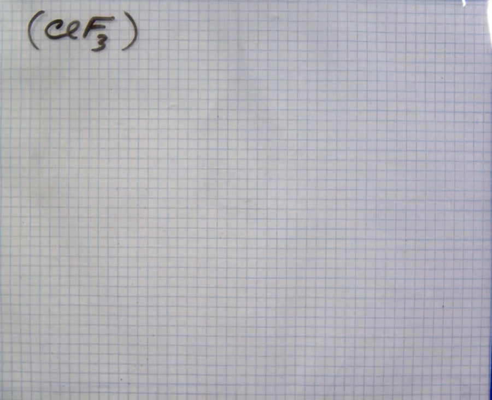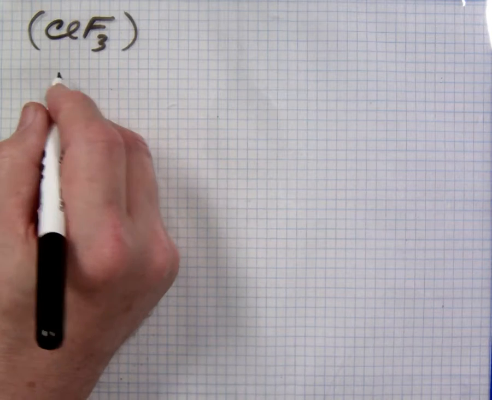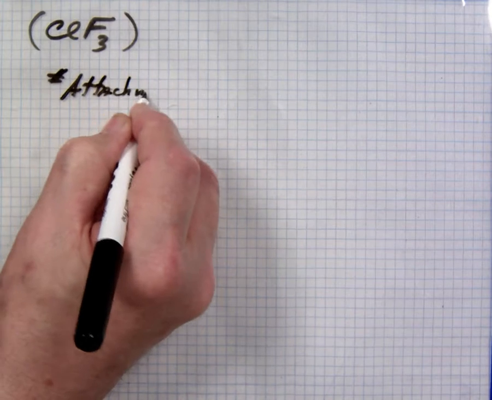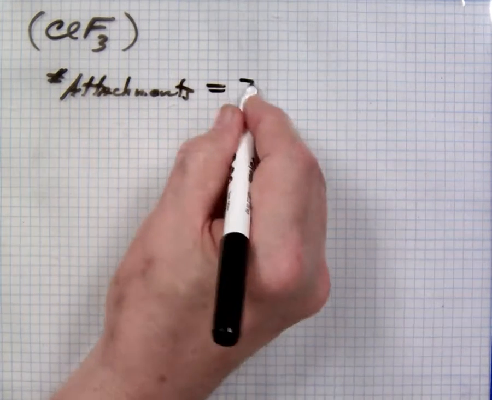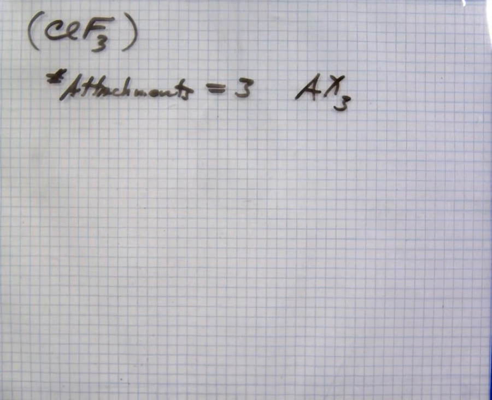Now, when you look at the formula like this, what should go through your head? Well, just off the cuff, that could be a trigonal planar, or it could be a tetrahedral derivative of one free pair, or it could be a trigonal bipyramid with two free pair. So you have to make that calculation. All you know right now is there are three attachments to the central element in the structure. So the number of attachments, so to speak, is 3. So we know we've got an AX3 geometry to start with.